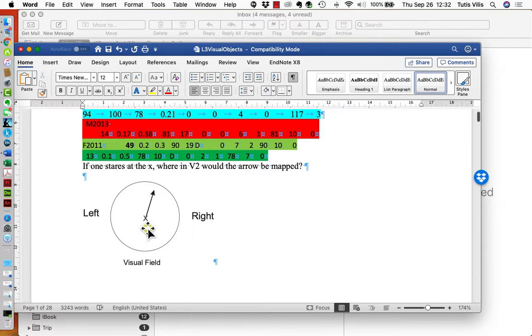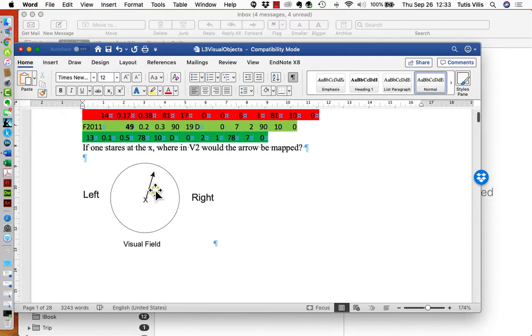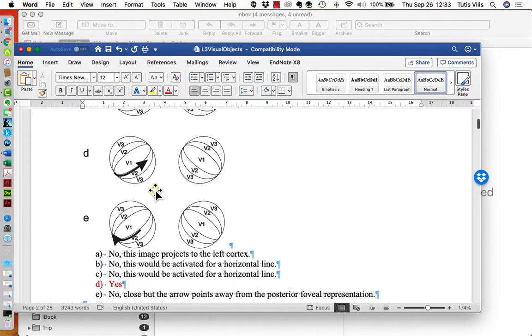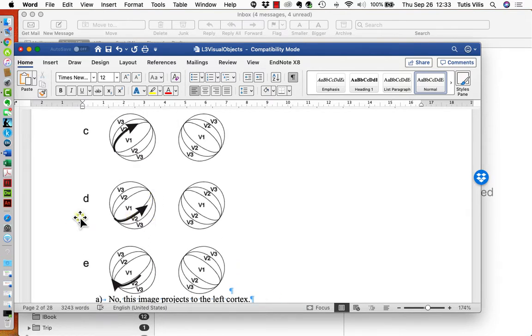Again, you look at this and say to yourself, okay, it's pointing up, so that's above the center, so it's going to be on the bottom side of the calcarine. It's slightly to the right, so it's going to be in the left visual field, and the arrow is pointing away from the center, so it'll be pointing towards the periphery, and the periphery is in the front of the head, along the calcarine. It's forward, not backwards. And so, of the choices, you can see this one's pointing forward. It's below the calcarine, and it's on the left cortex. That's the one we're looking for.